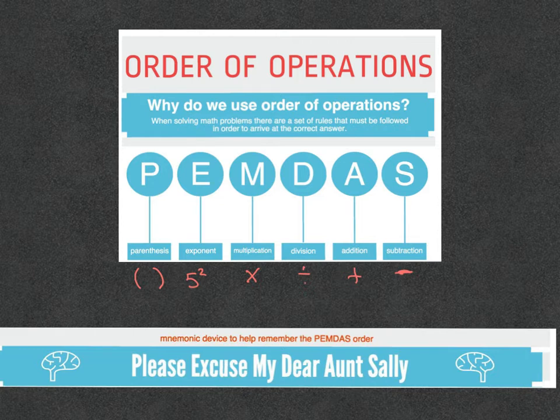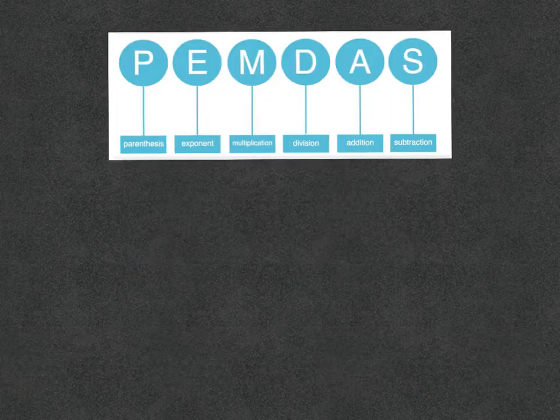One way to remember PEMDAS is please excuse my dear Aunt Sally. And if we look at the beginning, we got P, E, M, D, A, S, PEMDAS at the beginning of each of those words. So that's just another way to remember it.